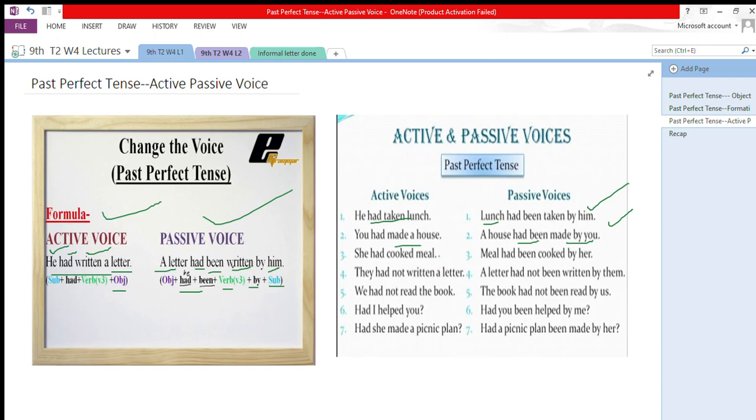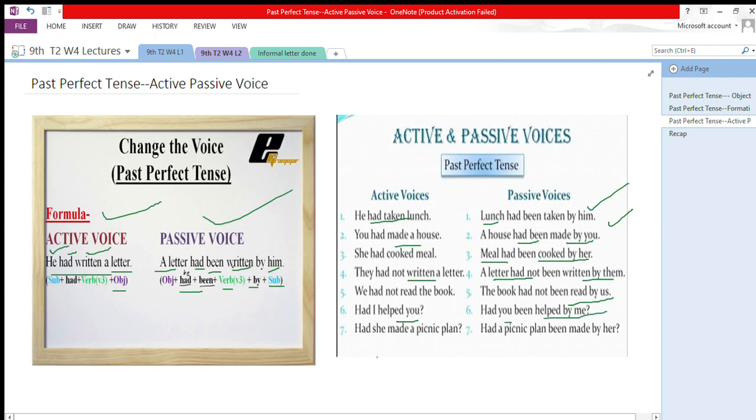She had cooked meal. It would be changed into meal had been cooked by her. They had not written a letter. A letter had not been written by them. Negative sentence. We had not read the book. The book had not been read by us. Affirmative sentence. Had I helped you? Interrogative sentence. Had you been helped by me?